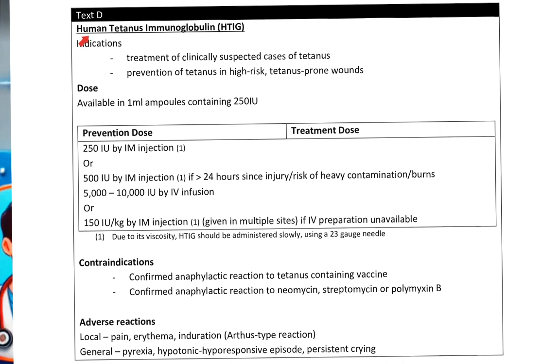Text D is about human tetanus immunoglobulin. Indications, dose, we have prevention dose, treatment dose, contraindications, adverse reactions. So every healthcare professional at this point is expected to know that we are talking about a particular injection or treatment or medication. In your questions, when you see anything about a particular medication, you can rush to this text.